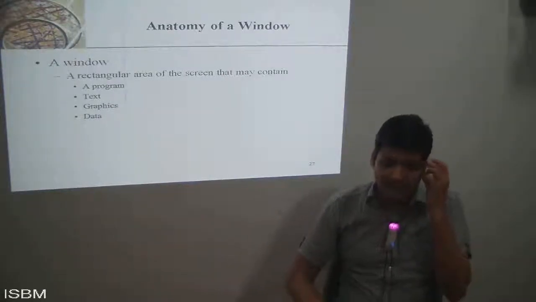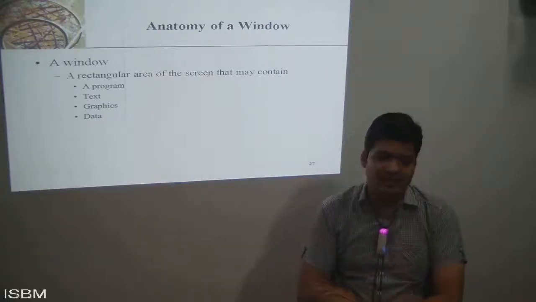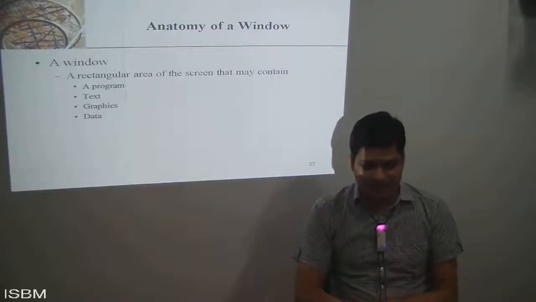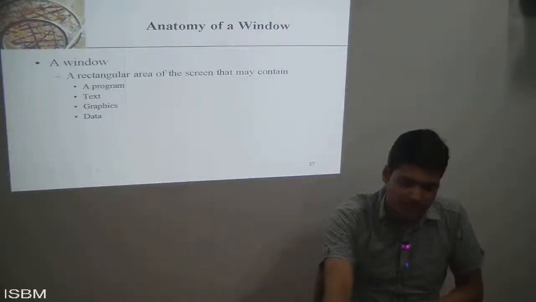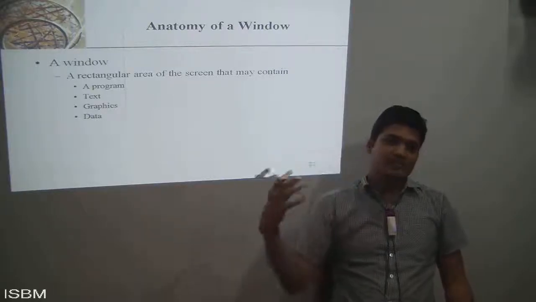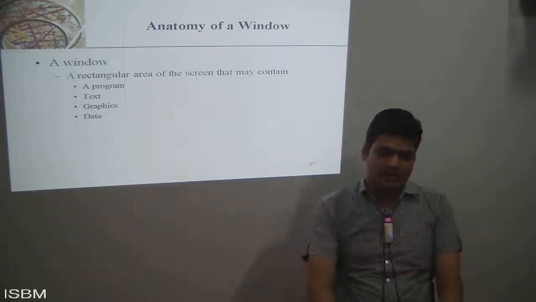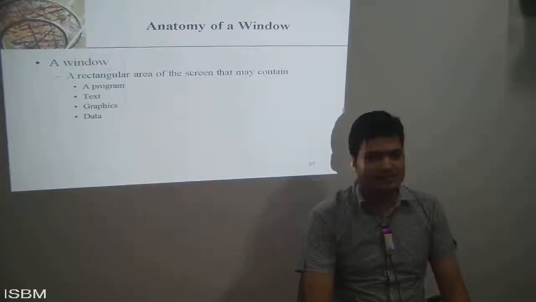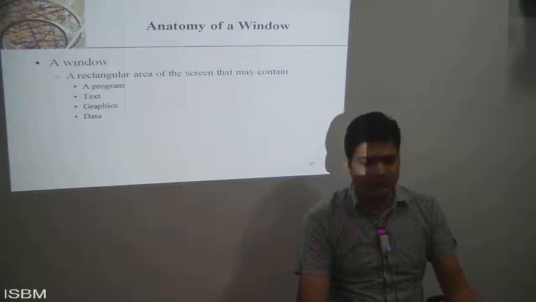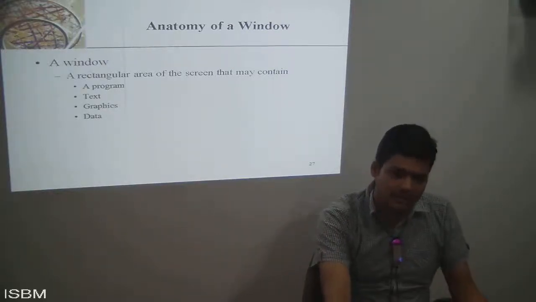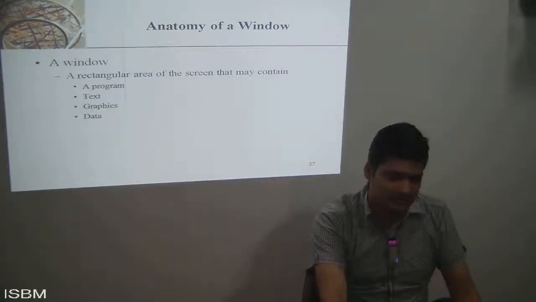The window is a rectangular area of a screen that may contain a program, text, graphics, data, what we have already talked about. A window is nothing but software, so there must be a program running behind that. Text is there, graphics is there, graphics in the sense that there is a lot of Paint and all those things, and the data, with the help of which we can do any data-related work like Word and all the things.